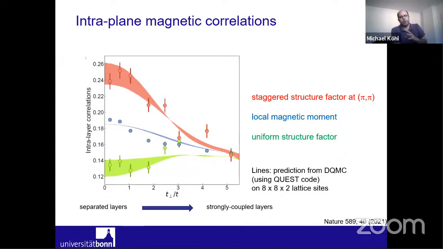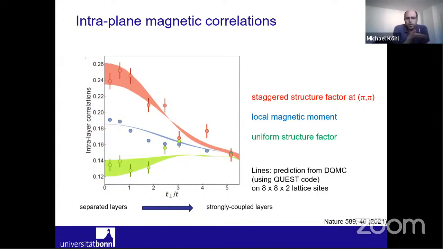So in this case, I show you only the data for the staggered structure factor, where we measure the correlations on adjacent lattice sites and remove the signs, so we get out the staggered structure factor, which measures the antiferromagnetic correlations. And then you see, these are the red data points here. For zero coupling between the layers, they acquire a certain amplitude, which is basically given by the temperature that we still have in the system.